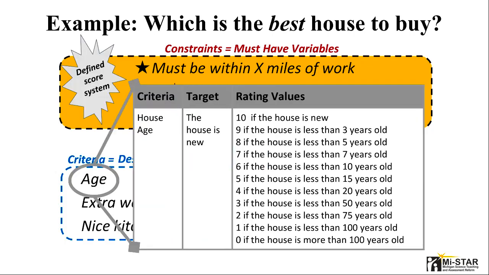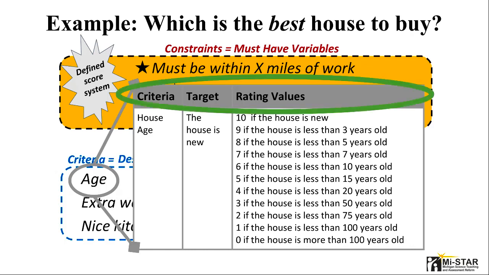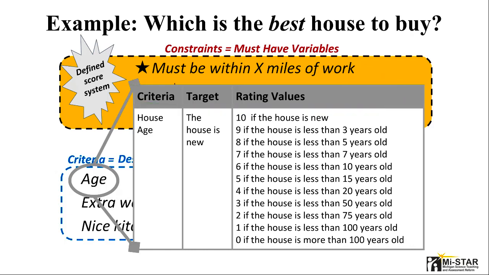Next, we develop a defined scoring system for each of these criteria, which includes a target and a set of rating values. The highest scores are given to the most desirable traits. You may notice that a criteria rating of 0 is possible. This is a main difference between constraints and criteria. A solution may score a 0 for a particular criteria and still be a viable option, whereas if a constraint is not met, then it cannot be a possible solution.